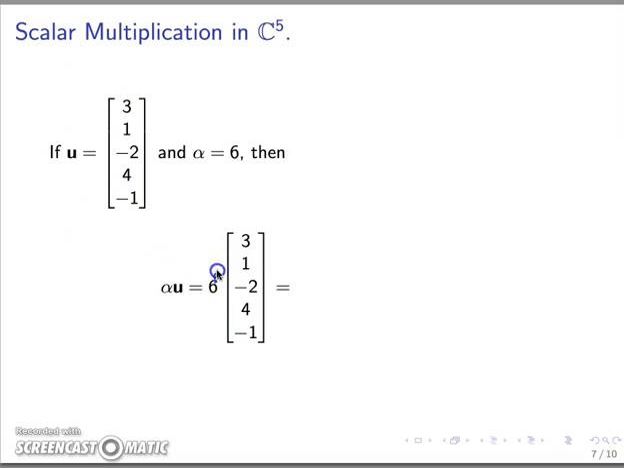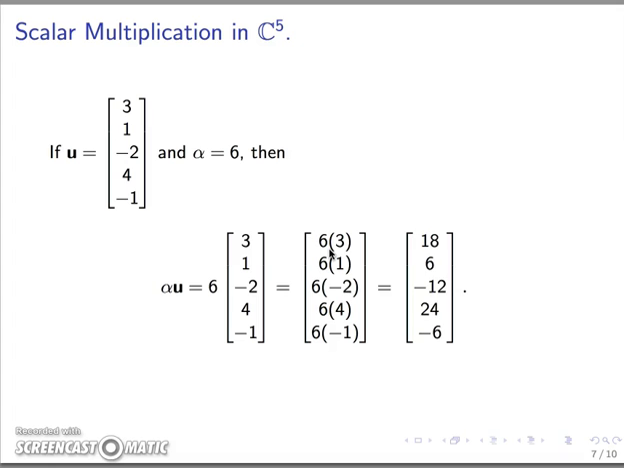And what's going to happen here is just exactly in the same spirit as when we were doing RREF calculations. This scalar multiplication is going to carry out throughout every possible entry of this vector. And so that gives us 6 times 3 in the first location, 6 times 1, 6 times minus 2, 6 times 4, and 6 times negative 1. And that's how we obtain the entries, the values stored on locations 1 through 5 of the new vector, which we call alpha u.